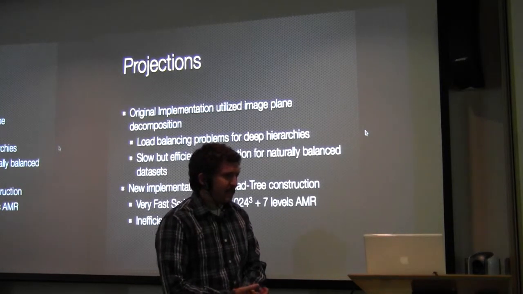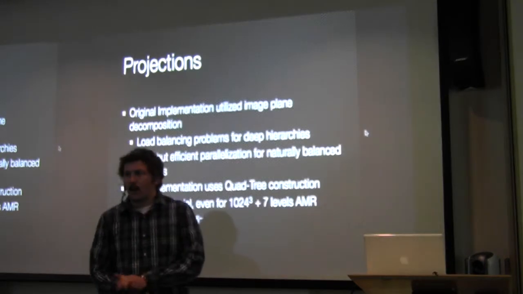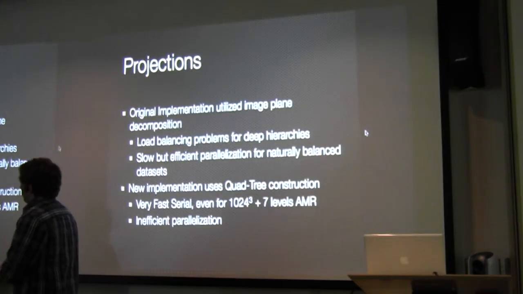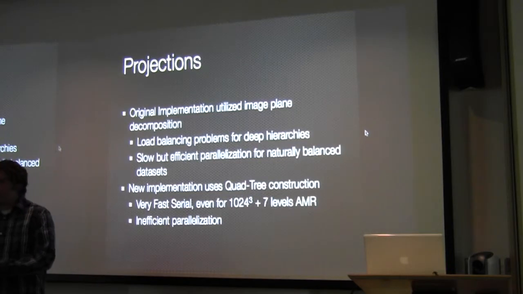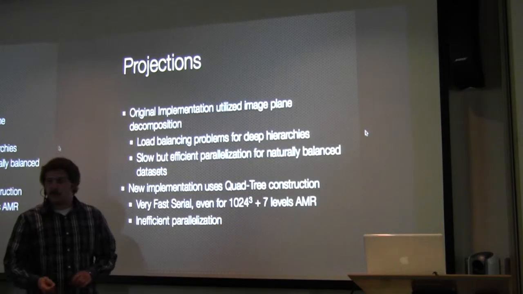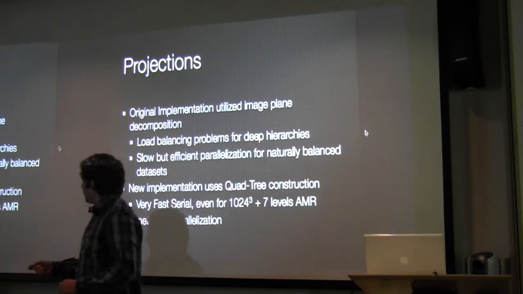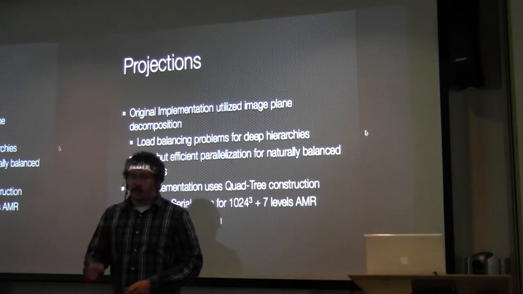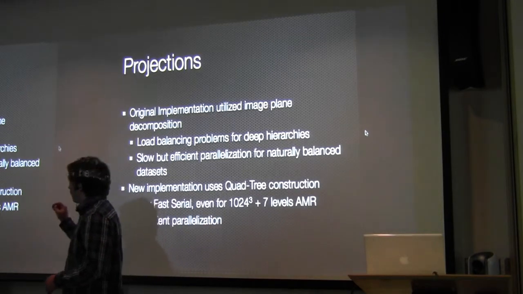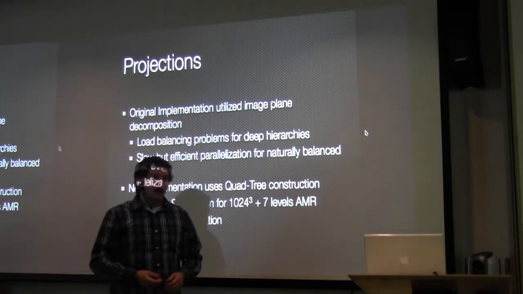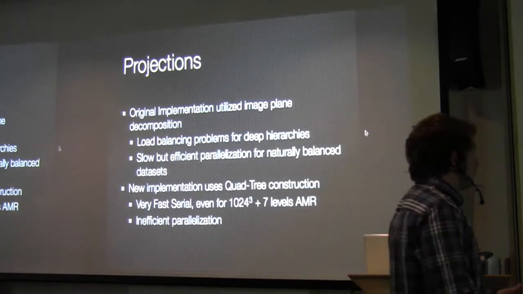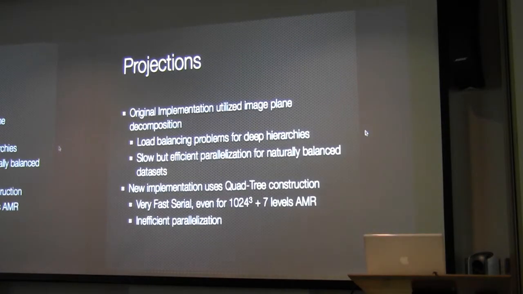Recently, I guess in the last 6 months, maybe a year, Matt wrote this quad tree construction, which is a very, very fast implementation of doing these adaptive projections. Even for a serial calculation, it's relatively quick for a 1024 cube data set with 7 levels of AMR. This is on the order of maybe 100 seconds or so to do a fairly large operation.